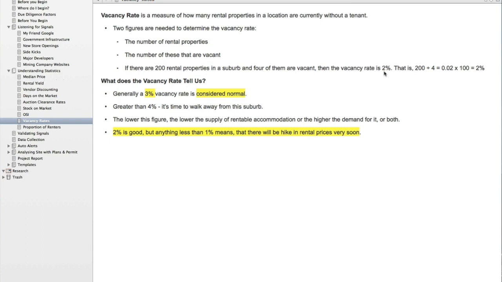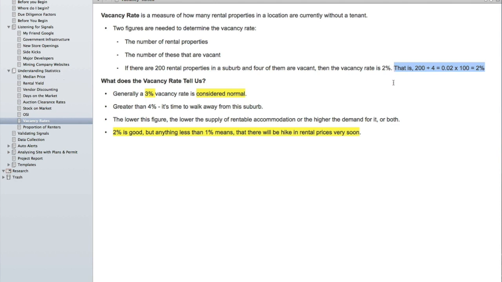Let's look at vacancy rates. Vacancy rates basically tell us the number of vacant, it's a measure of vacant properties that are available to rent in a particular suburb. The way you calculate it is, if you've got 200 properties in a suburb and 4 of them are vacant, then the vacancy rate is 2%, and here's a formula how you can calculate that.